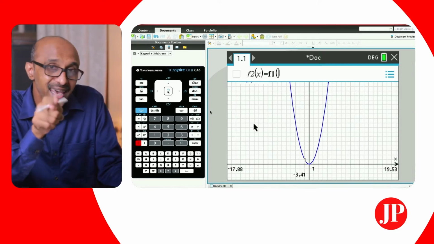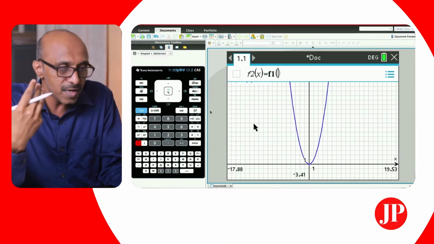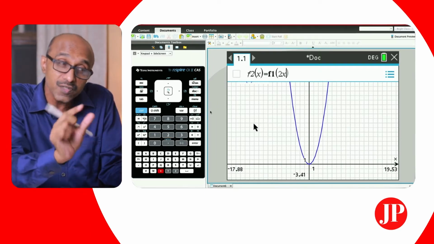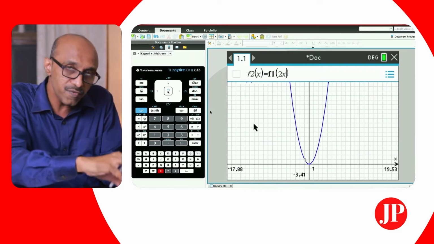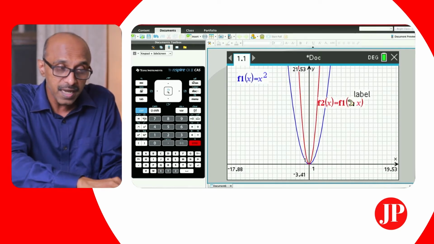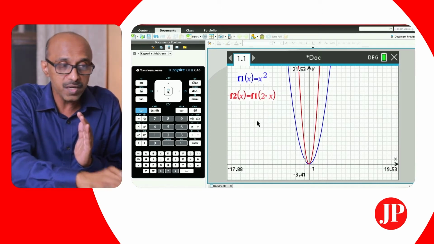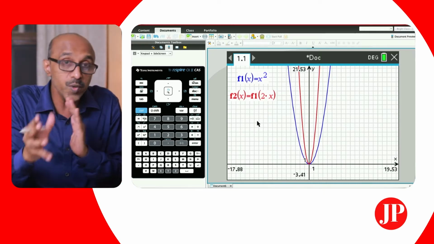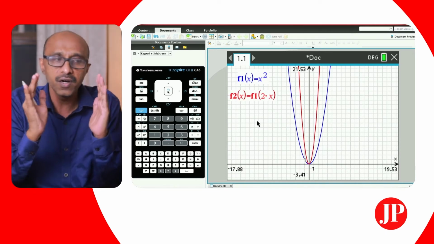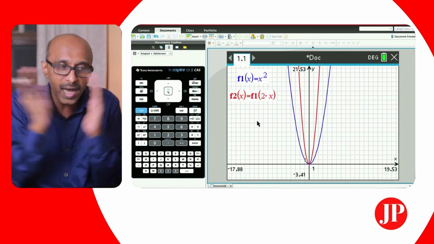f1 of ax. This time, as the absolute value of a is greater than 1, let's take the value 2. So 2 times x is what we're looking for. That's the transformed function, transformed from the parent, y equals x squared. When you look at the graph, the red graph, y equals f of 2x, it looks like the graph has shrunk, but it's also looking like it is moving closer to the y-axis.